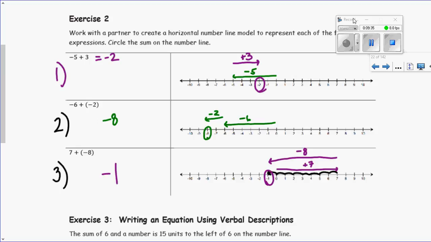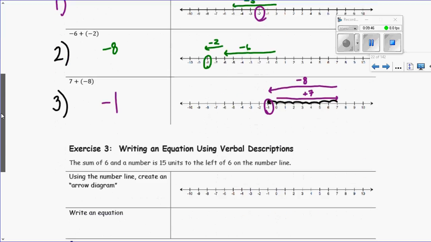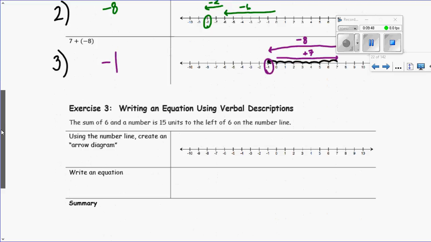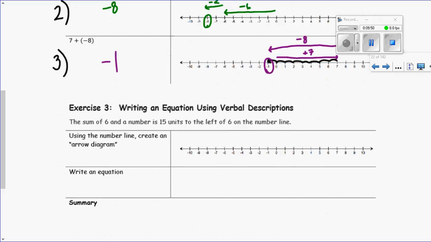How did you do on those? Did you get them all right? Most of them right? Make sure you're asking for help on these if they don't make sense. Also pause it and make sure your arrows look like mine. Okay, now I want you to pause it and try doing this on your own.